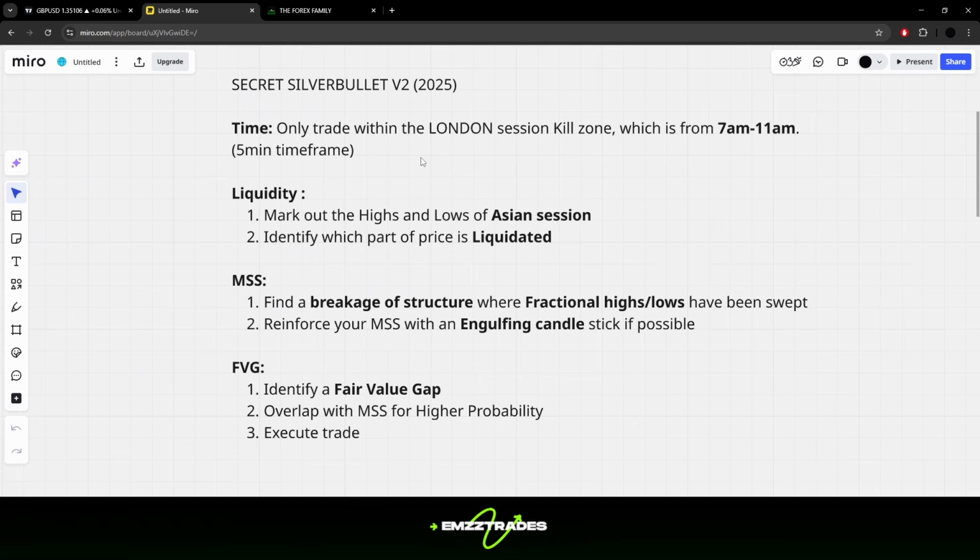So the first thing you do, you only trade within the London session kill zone, which is from 7 a.m. to 11 a.m. on a 5-minute time frame, sorry.